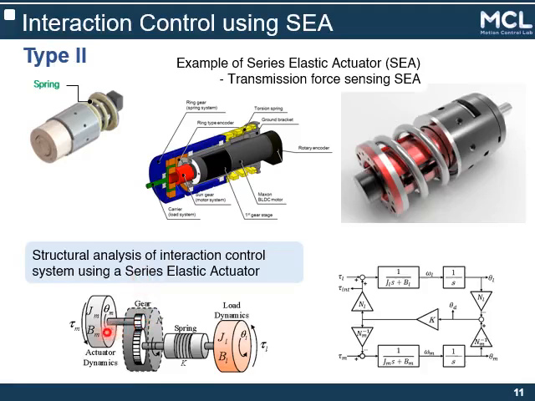The motor torque is transmitted to the spring through the transmission gear, generating the deformation of the spring. This spring generates the force proportional to the deformation based on Hooke's law, and that spring force is transmitted to the load. This spring force is measured by the spring deformation and the spring stiffness.